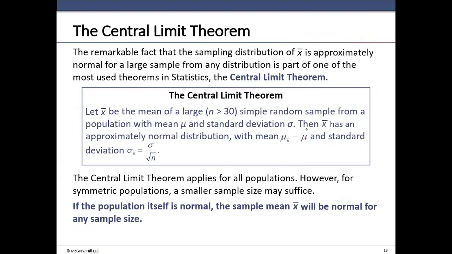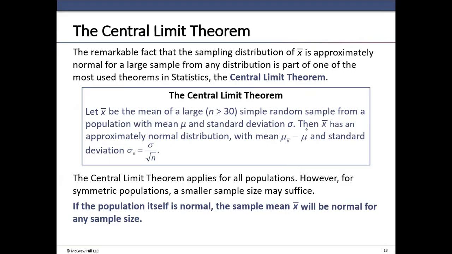So that takes us to the central limit theorem, which states: let X bar be the mean of a large sample, meaning what? n greater than 30. Okay, so you have a simple random sample of size greater than or equal to 30 from a population with a mean mu and standard deviation sigma. Then X bar has approximately normal distribution. Now we're talking about the sampling distribution. Its center, where the peak is the highest, mu X bar, is equal to the mean of the population. However, the standard deviation is thinner. It's the population standard deviation divided by the square root of n.